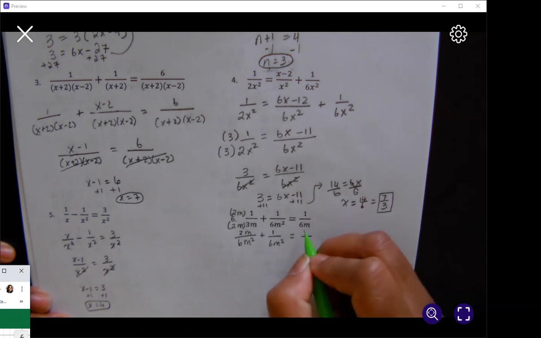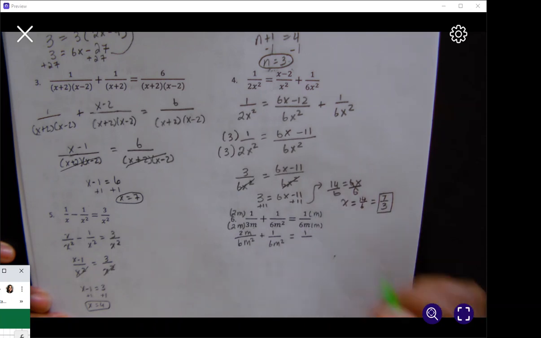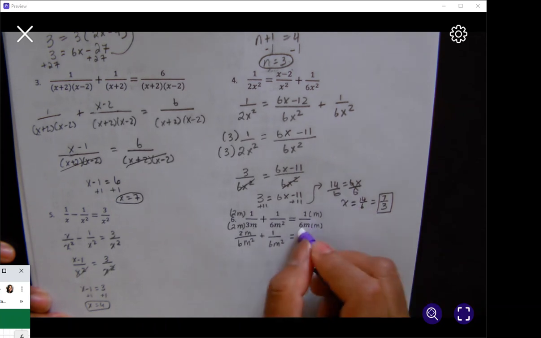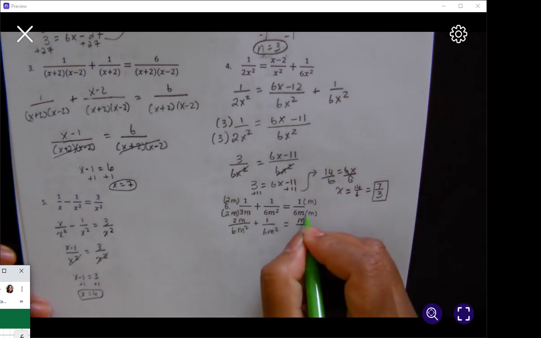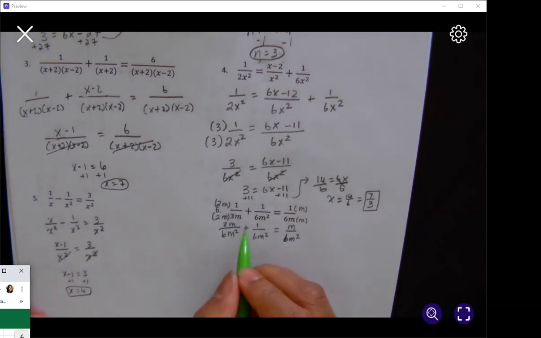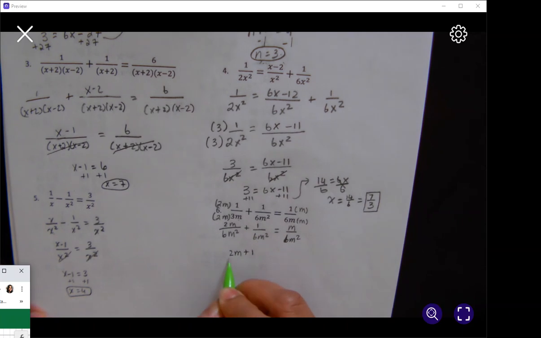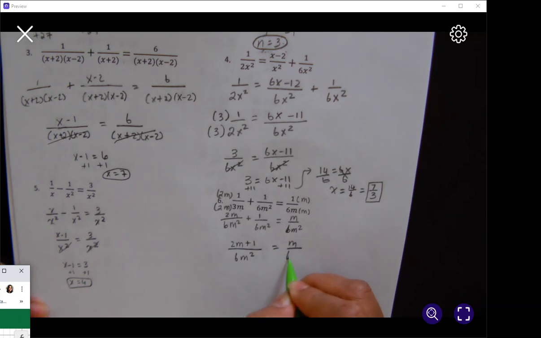And then here, since it'll be nice to have the same thing on all of my denominators, this is missing an m, so I can go ahead and put an m here too. So you have 1 times m, which is m. And then you have here 6m times m, which is 6m squared. Alright, so now I can put the numerators together. So 2m plus 1 over 6m squared equals m over 6m squared. Take off the denominators. You have 2m plus 1 equals m.